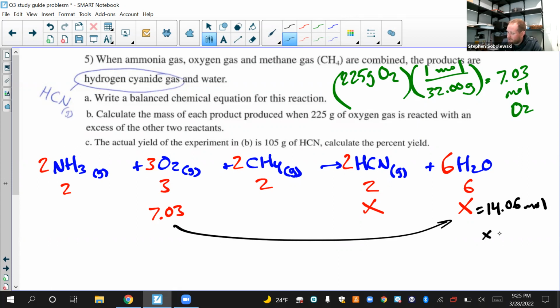I'm going to multiply that by the molar mass of H2O, which I happen to have memorized because water is very common. So 14.06 times 18.02 is 253 grams of water.